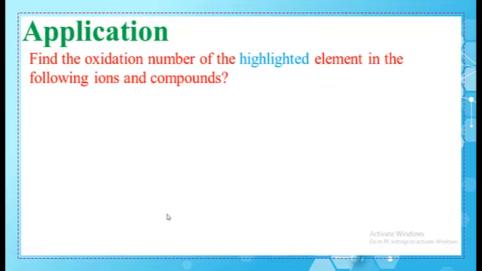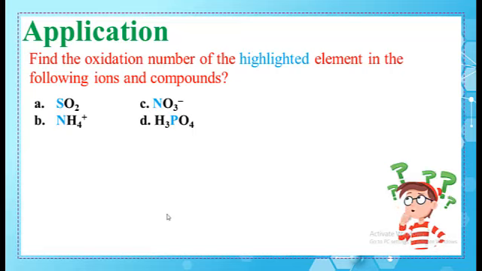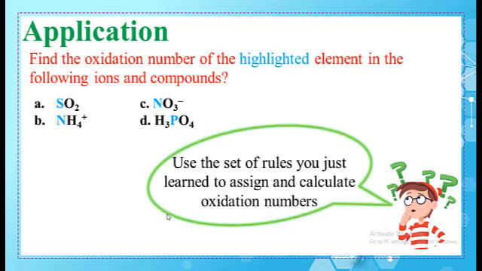Application. Find the oxidation number of the highlighted element in the following ions and compounds. A. SO2, B. NH4+, C. NO3-, and D. H3PO4. So now, pause the video, try to solve this application in your chemistry copybook, then correct your answers. Use the set of rules you just learned to assign and calculate oxidation numbers.